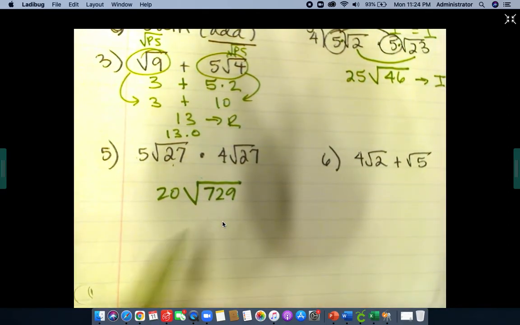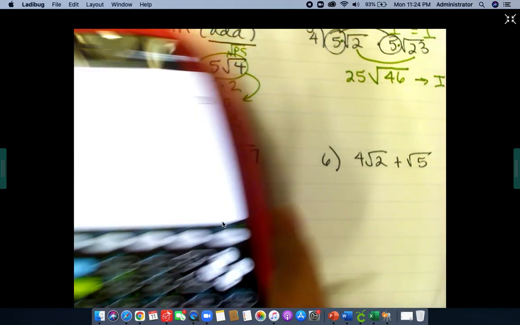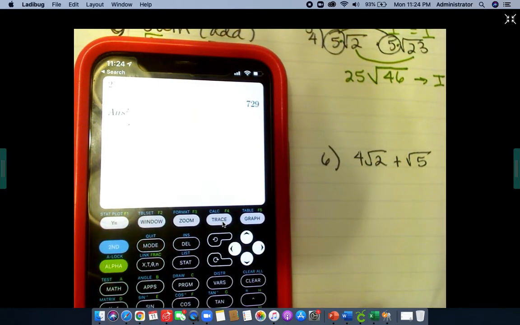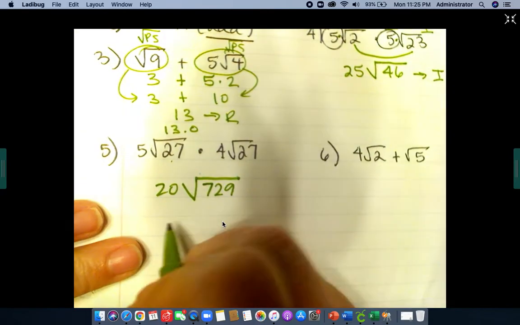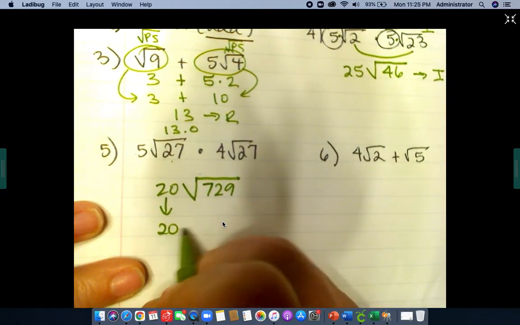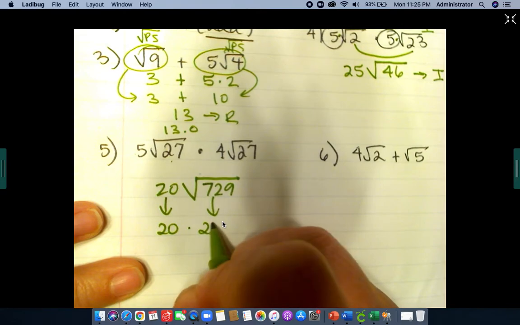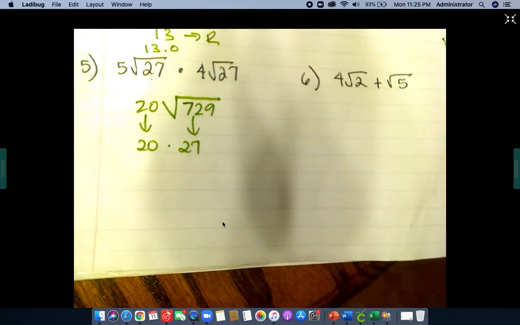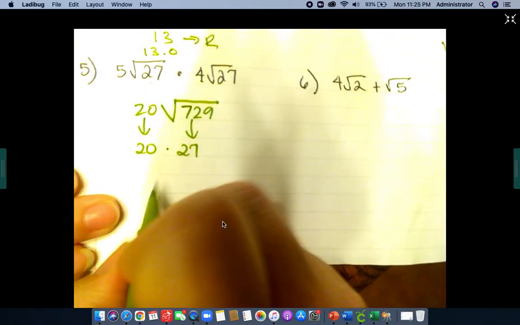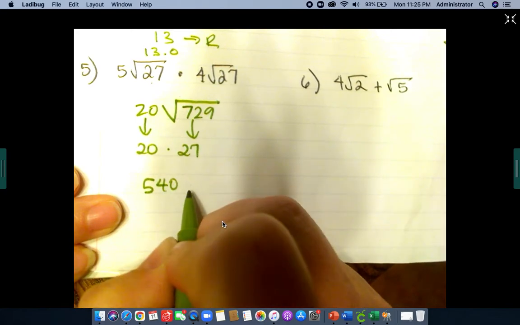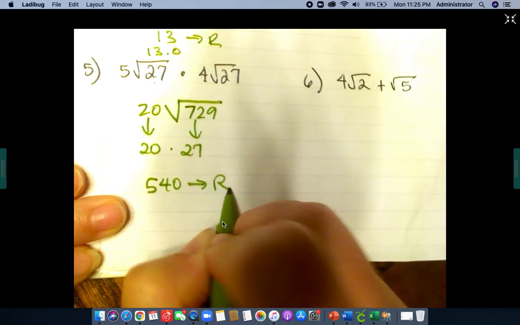Well, is that a perfect square? Well, what is the square root of 729? Oh, weird. We just got 27. So we bring this down, and this is 20 times 27. And 20 times 27 is 540. So we get an integer, or a whole number, or a counting number.